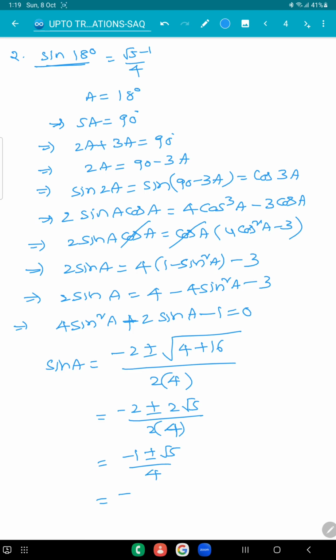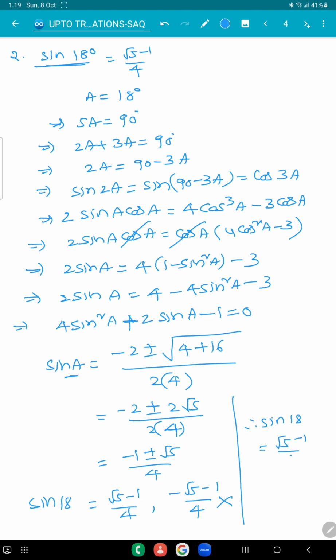First value is root 5 minus 1 by 4. Second value is minus root 5 minus 1 by 4. Sin 18, a is equal to 18, right? So sin 18 is in the first quadrant. It cannot take the negative value because in the first quadrant sin is positive. Therefore, sin 18 is equal to root 5 minus 1 by 4. That is done. Third question.